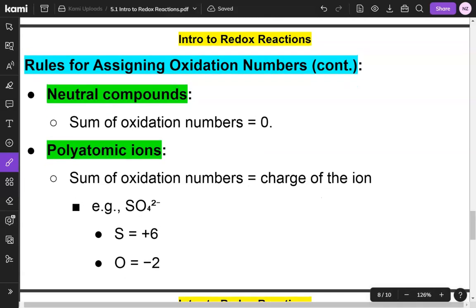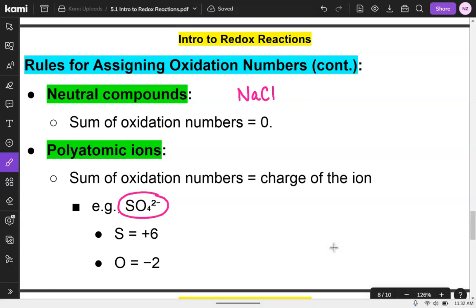All right, we have a couple more. So neutral compounds, that would be a compound without a charge, like sodium chloride, no charge. Its sum of oxidation numbers is going to be 0. But in the case of sulfate, which is SO4 with a -2 charge, the sum of our oxidation numbers is going to be equal to the charge of the ion.